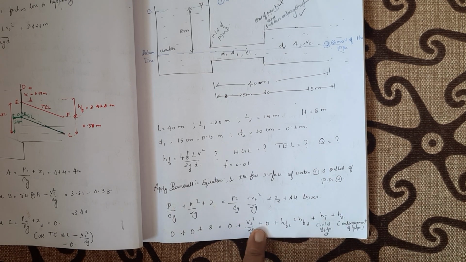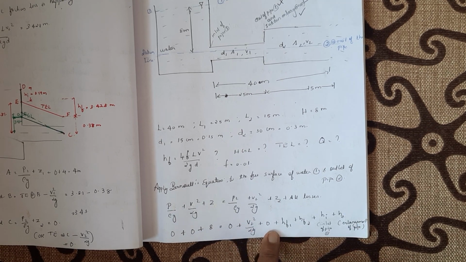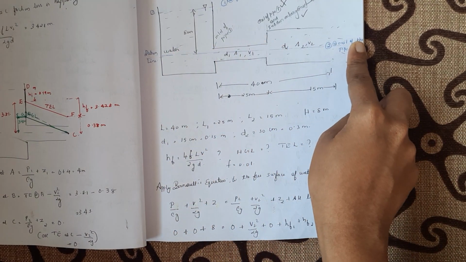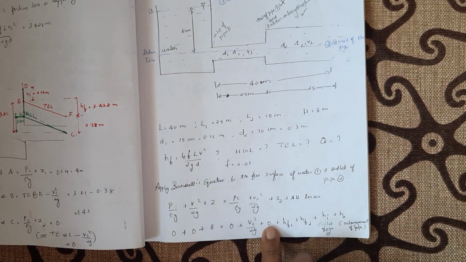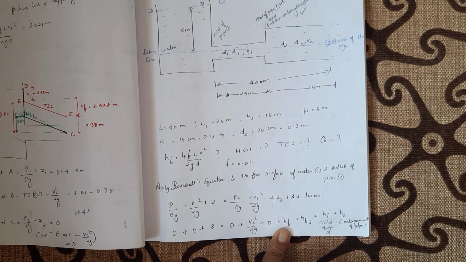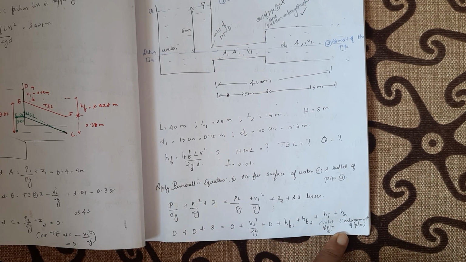Sorry, it is not 0. That term will be there. And the datum head will be again 0, because this datum line is passing through the center line of the pipe, isn't it? So, the datum will be 0. There is nothing to take. And we know that there will be major losses and minor losses.